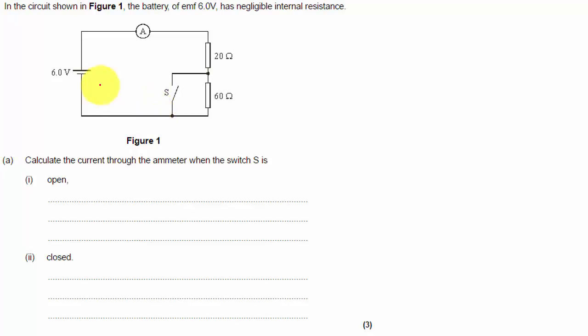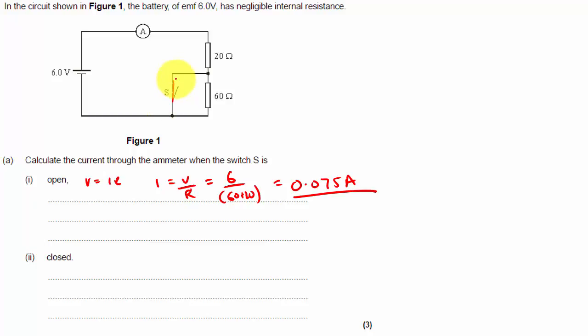Calculate the current. Relatively straightforward. Application of Ohm's law. So you're starting with V equals IR, rearranging for I. Current flowing through. Voltage is 6. It says negligible internal resistance, so we don't have to worry about internal resistance. You need the total resistance, that's 60 plus 20. So when this is calculated, we get a value of 0.075 amps. Okay, relatively straightforward.